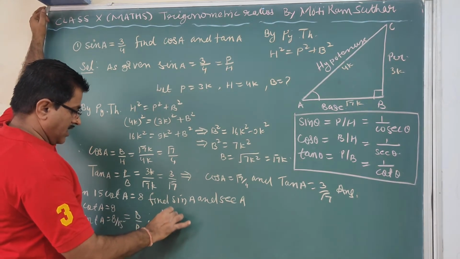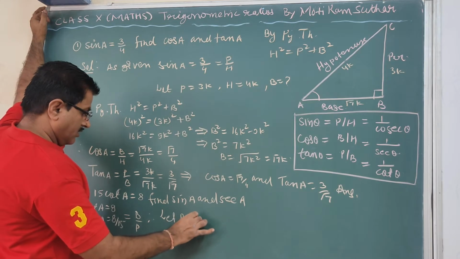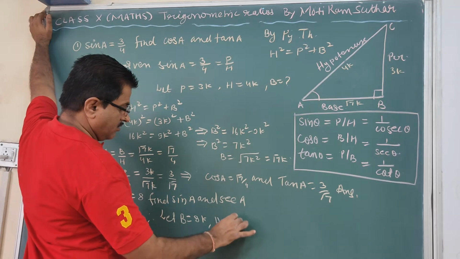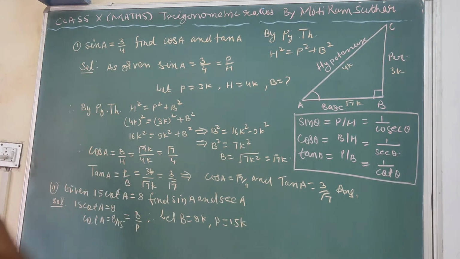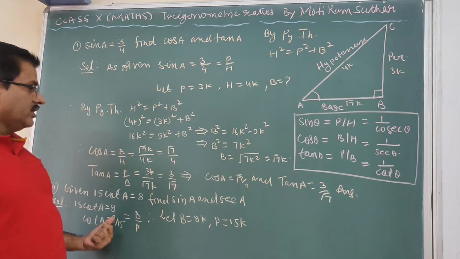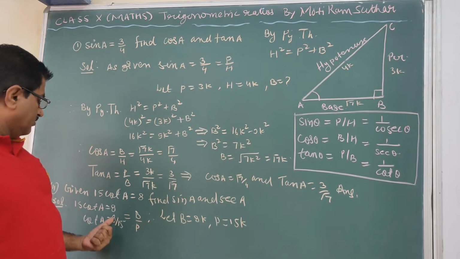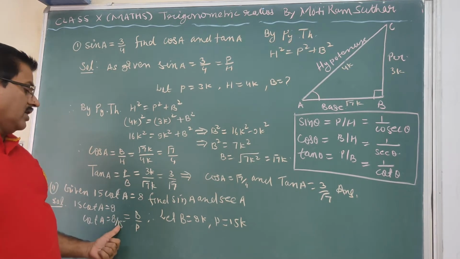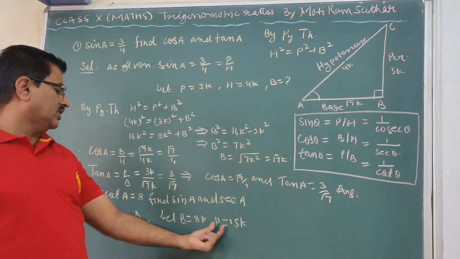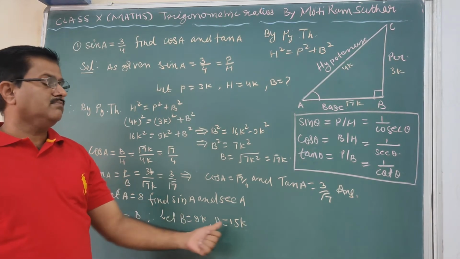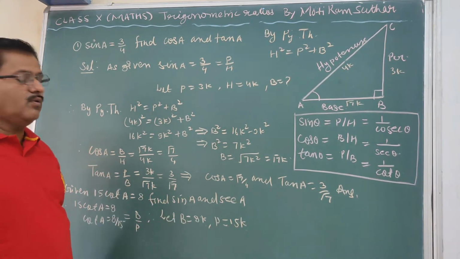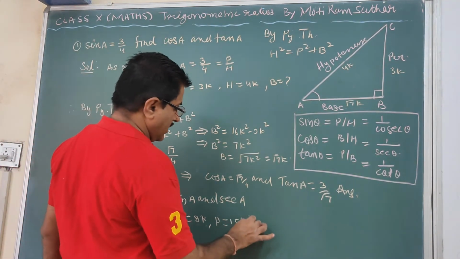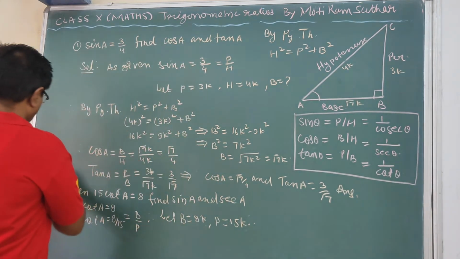Therefore, let base equal 8k and perpendicular equal 15k. Right? Here we are given the ratio of base upon perpendicular. Because this is a ratio, we take the multiple of some variable like k or x or y. So if base is 8k, then perpendicular is 15k. Now again here you use Pythagoras.